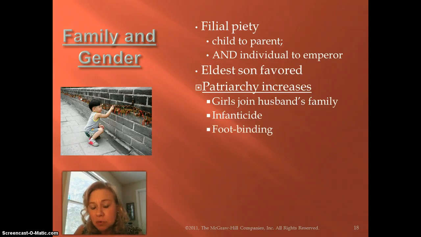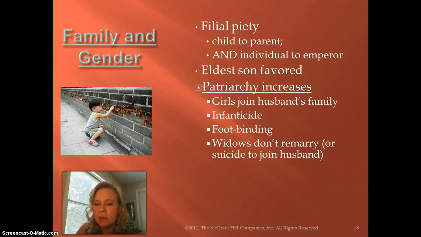Foot binding increases. Foot binding had been introduced hundreds of years earlier during the Tang Dynasty, but it increases at this time. Now let's think about, why would someone bind their daughter's feet? Well, first of all, it shows wealth. If a woman's feet are bound, she can't run, she doesn't have to work out in the fields, and she's considered to be very attractive and a potentially attractive mate for a male.